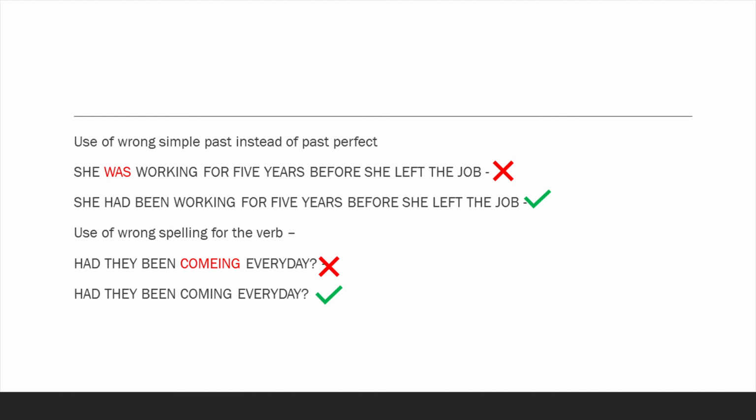Next one is use of wrong spellings. As I told you, adding the ing has to be carefully considered. You should look at it very carefully, and no spelling mistakes can be entertained. So, had they been coming every day, here you have to remove the e after come. That is how it makes sense. So yes, people, that's a little bit about your past perfect continuous.